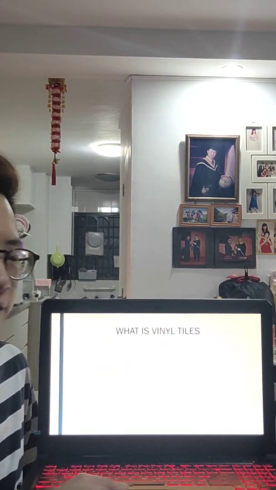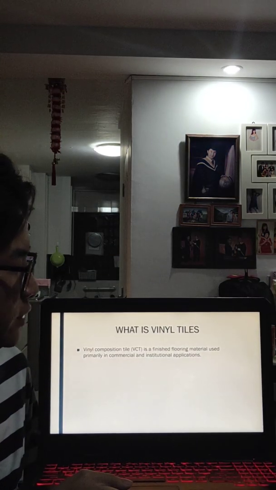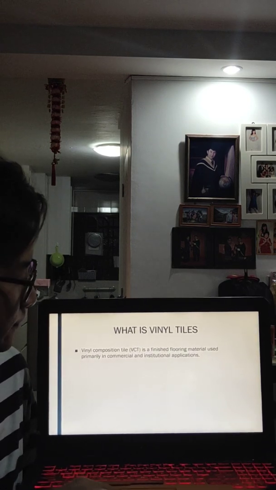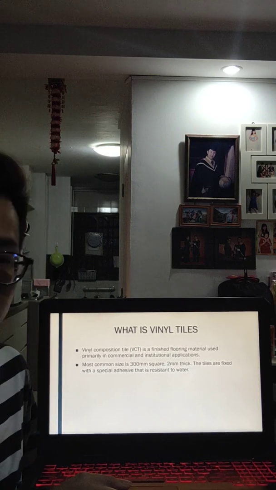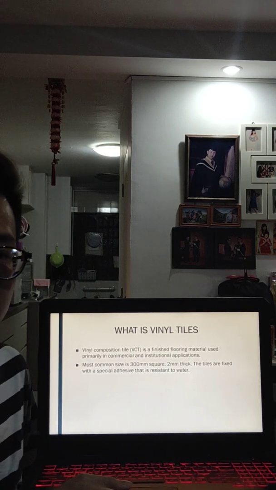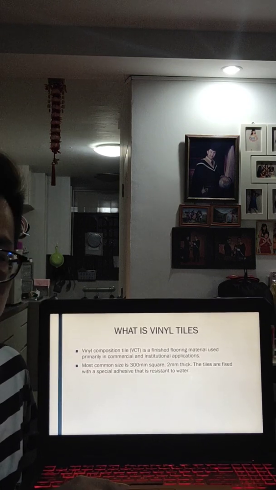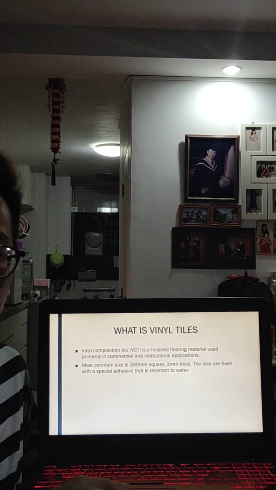So what is vinyl tiles? Vinyl tiles is a finished flooring material normally used in commercial buildings. The most common size is about 300 mm and it's 2 mm thick, and the tiles are fixed, so it's normally resistant to water.